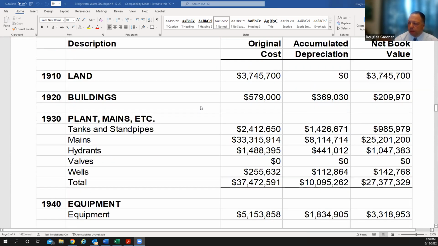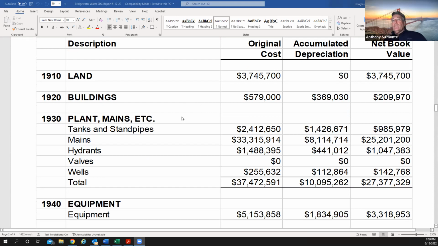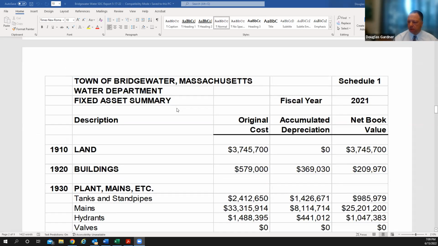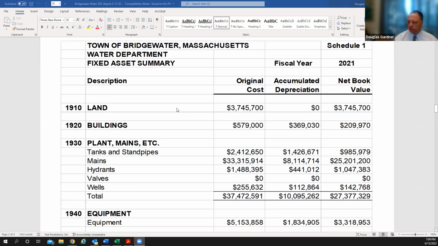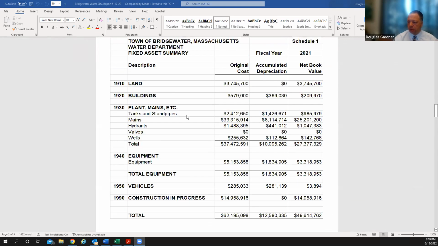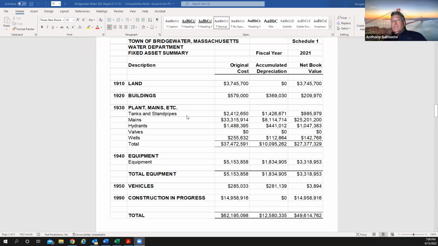Can you see the schedule in front of you? Is it too large? It's good. Okay, so I'm going to shrink it down just a bit. Is that too small? Not for me. No, we can see the whole thing. Okay, I just want to make sure you see the entire spreadsheet.